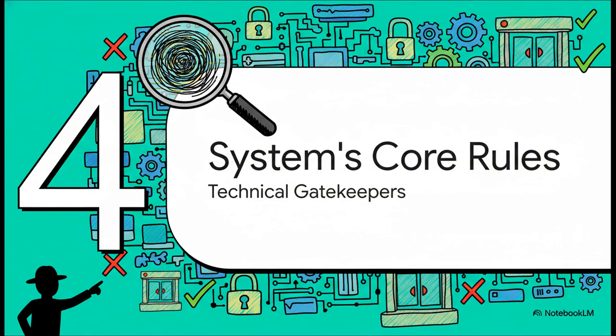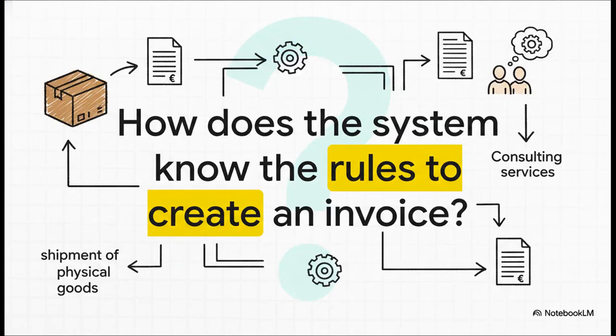But what if it's not a simple status issue? Well, then our detective has to go deeper. They have to start decoding the system's core logic, the technical gatekeepers that are controlling this whole process behind the scenes. Which leads to a pretty interesting question, right? How does the system actually know what rules to follow? How does it know that, say, a shipment of a physical product needs to be treated totally differently than a consulting service when it comes time to create an invoice?